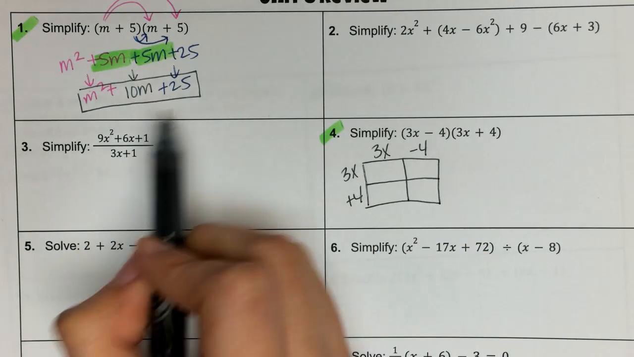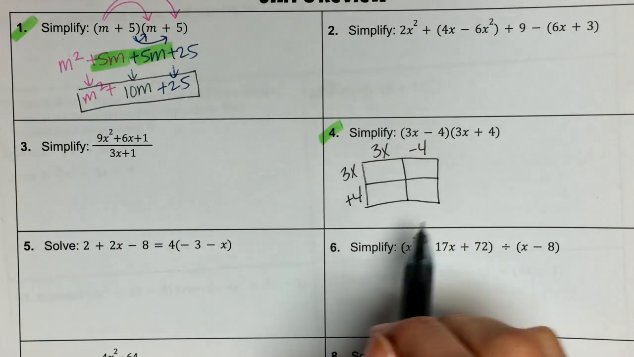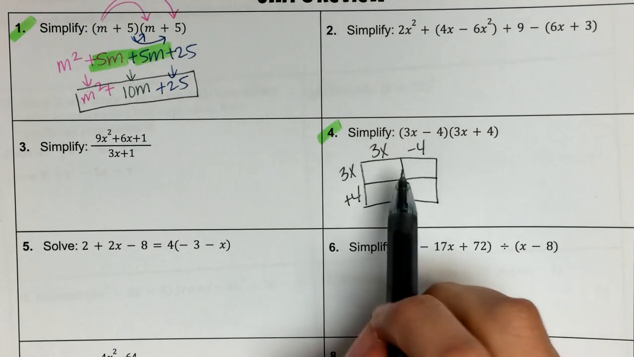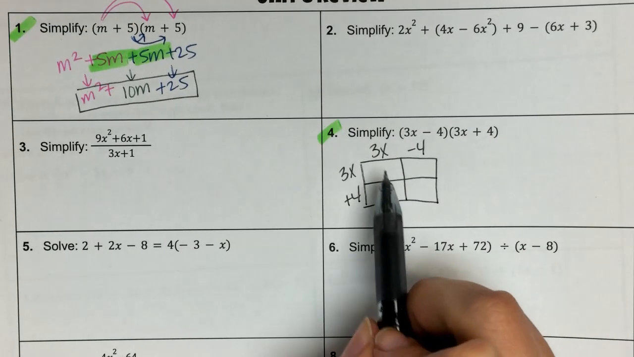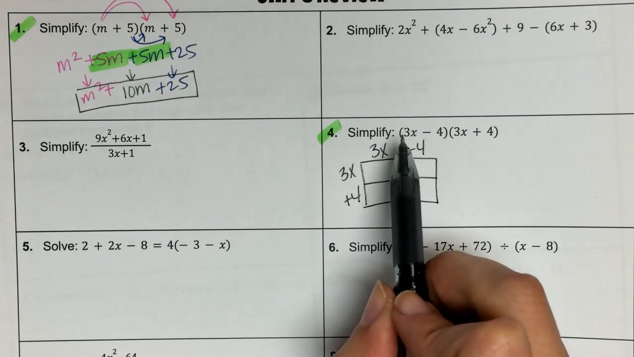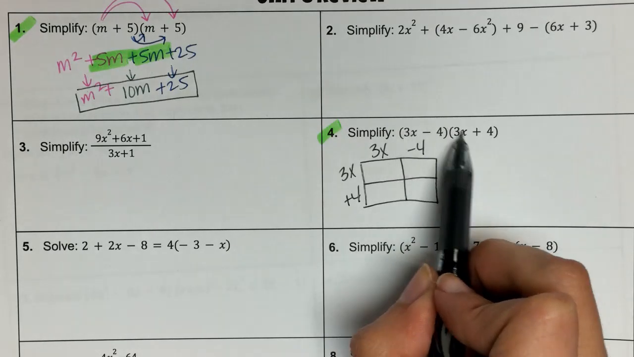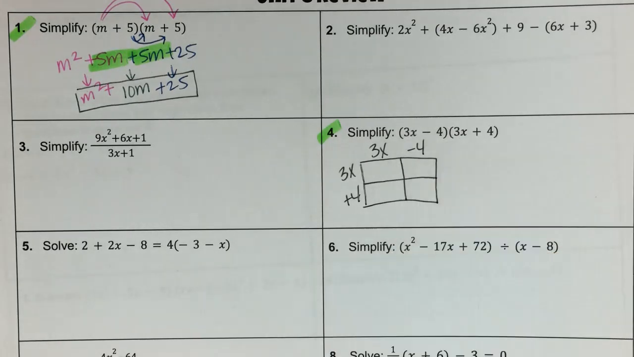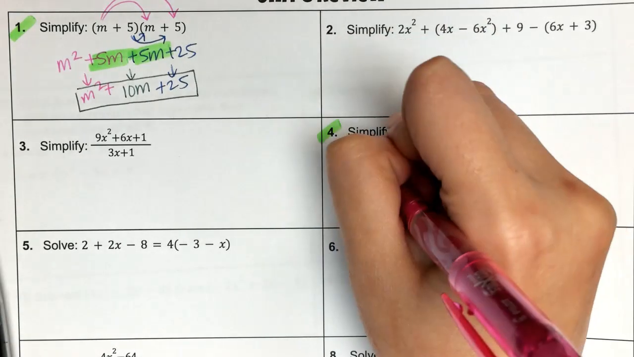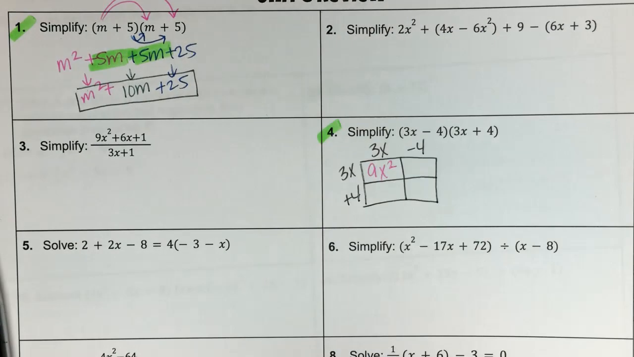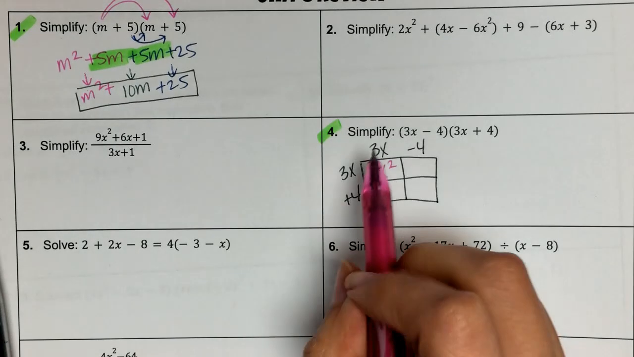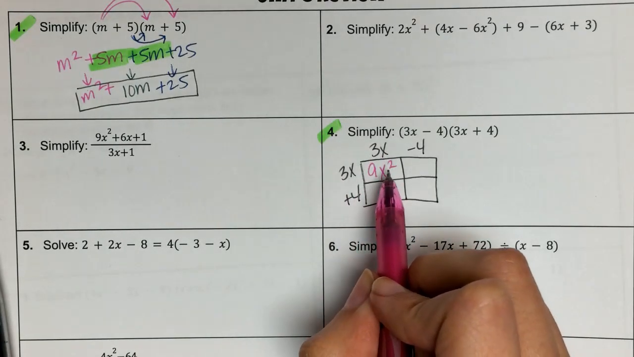It's the same idea that we're doing here, but some people like this one better because it keeps them more organized. It's still the same idea that we're still multiplying. So I'm still going to do a 3x times a 3x. Notice if you had done double distribution, we would still have 3x times 3x. So 3x times 3x is going to give you, well, 3 times 3 is 9, x times x is x squared. So 3x times 3x is 9x squared.